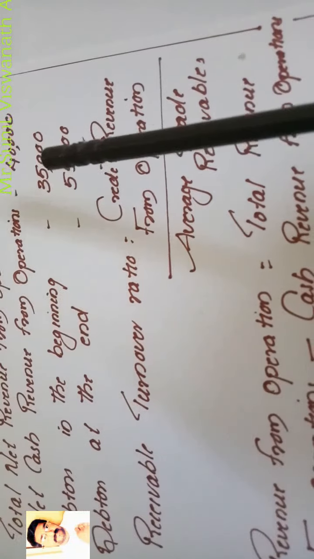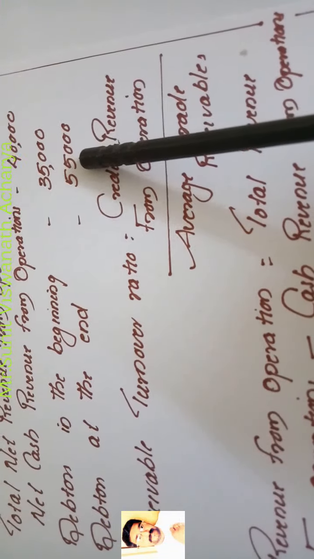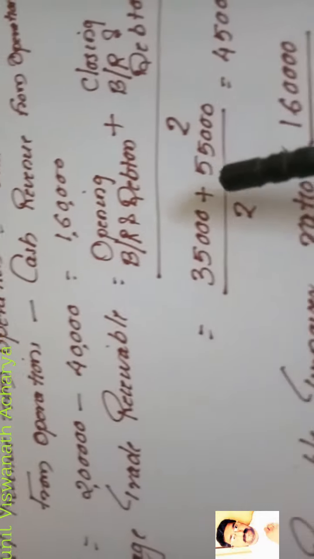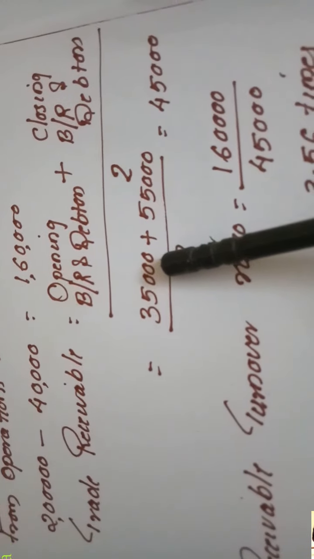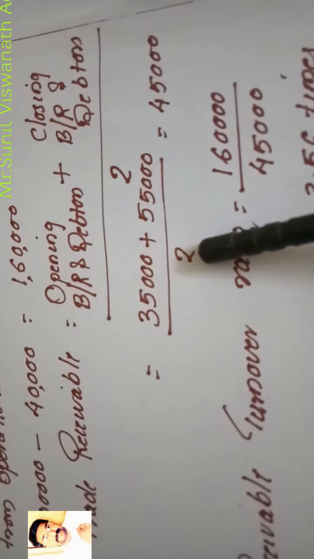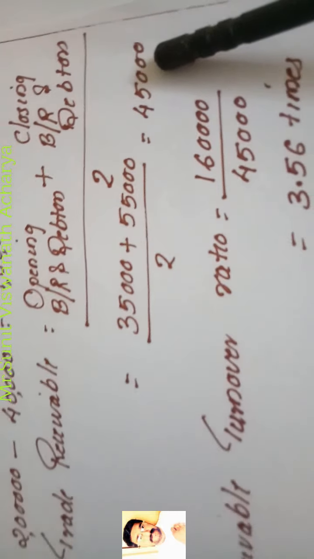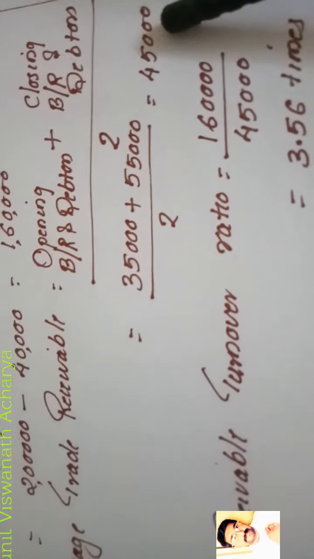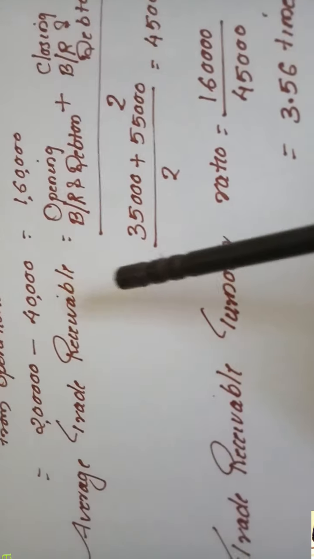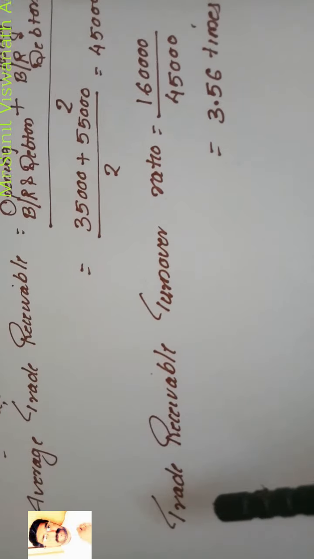In the question opening debtors is 35,000, closing debtors is 55,000. So when you calculate 35,000 plus 55,000 divided by 2, we will get 45,000 as the average trade receivable.